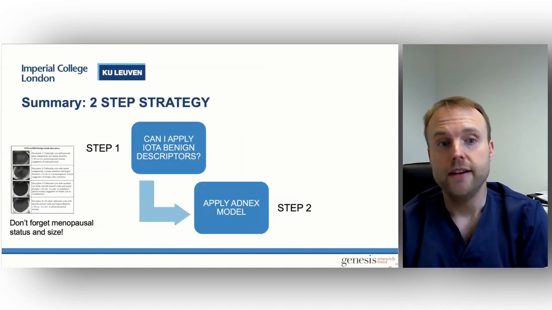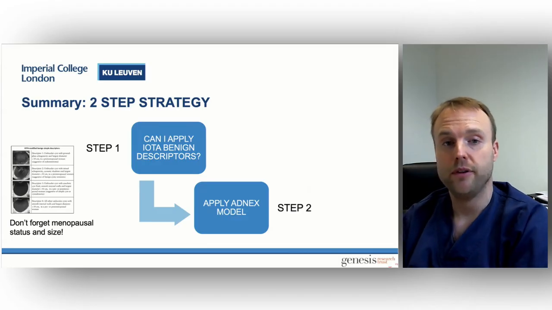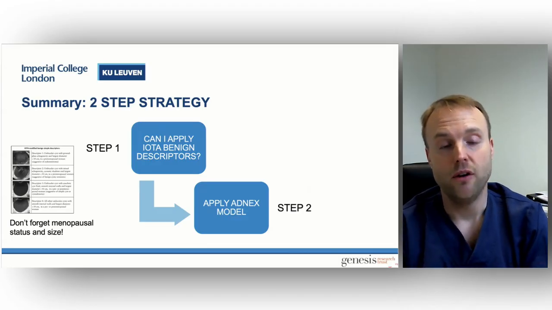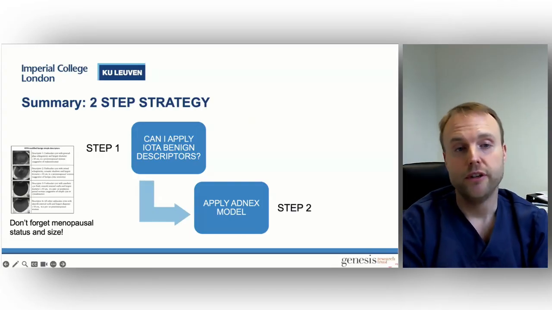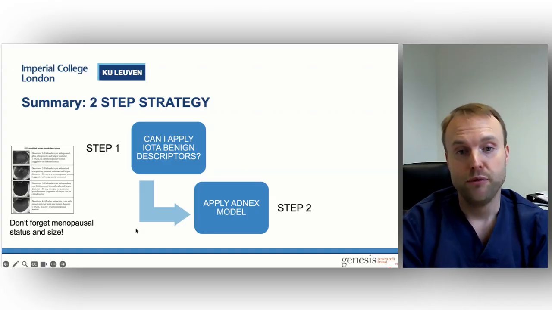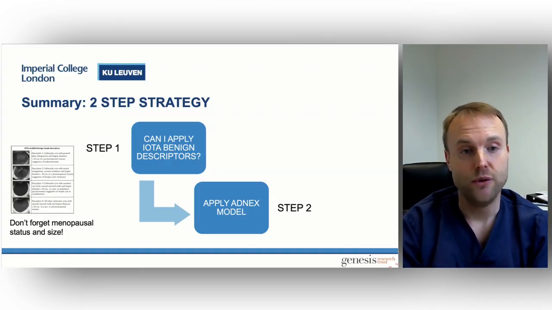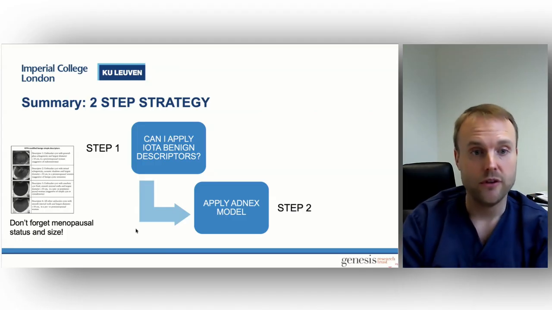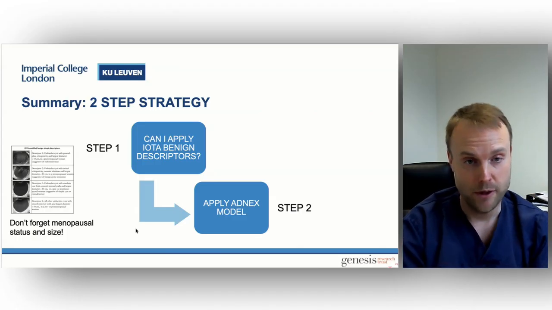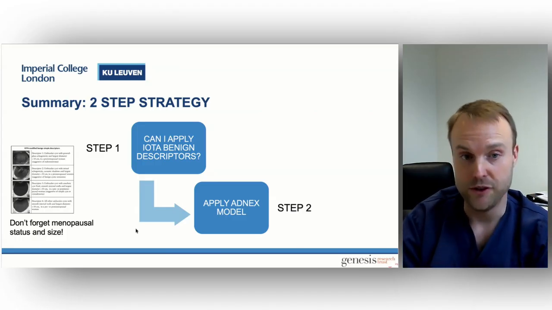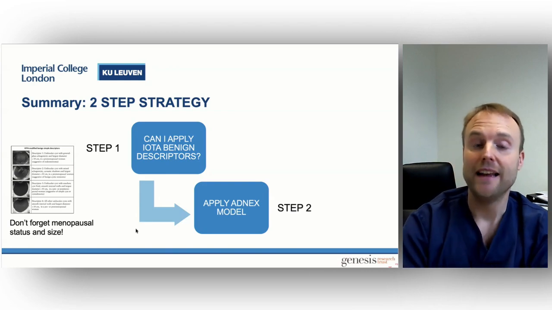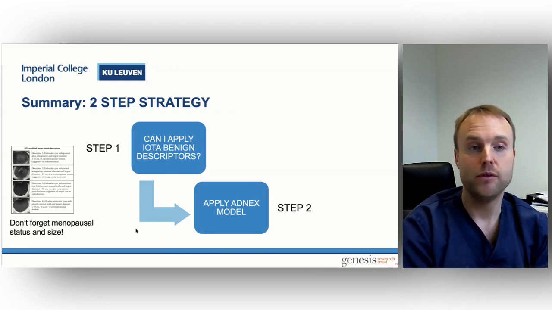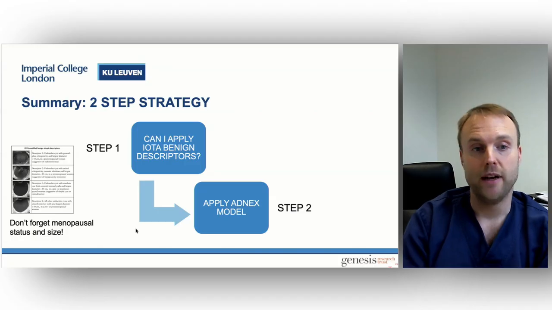So to summarize again, first step, we don't need to apply ADNEX in all the patients. So in many patients, between 30 and 40%, we can apply the benign descriptors, but don't be confused, don't make mistakes there. You can only apply it if the cyst is unilocular. And for some of the descriptors, you need also the menopausal status, so premenopausal patients for the dermoids and the endometriomas. And the size needs to be less than 10 centimeters. This is very important to remember in order to apply the benign descriptors.